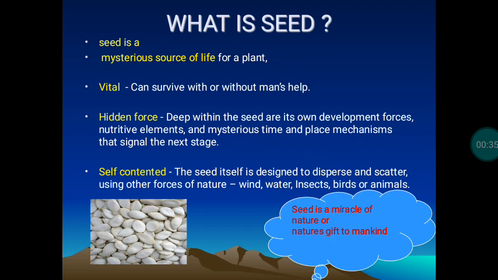So what is a seed? Seed is a mysterious source of life of a plant. Without seed we cannot think of the establishment of a next generation crop. Seed is a miniature plant, otherwise called a dormant plant or a mutant of the plant. And also seed is a viable one.